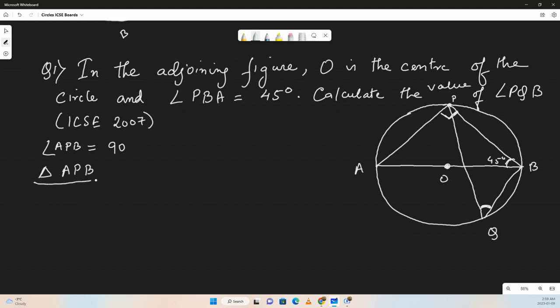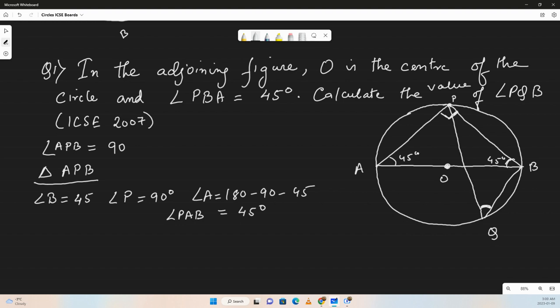So in that triangle, we have angle B equals 45 degrees, and angle P equals 90 degrees, right? So what is angle A? Angle A would be 180 minus 90 minus 45, right? So this angle is going to be 45 degrees. So A is basically PAB, right? So angle PAB, that's basically A, what I've written as A, is 45 degrees. So this is 45 degrees.